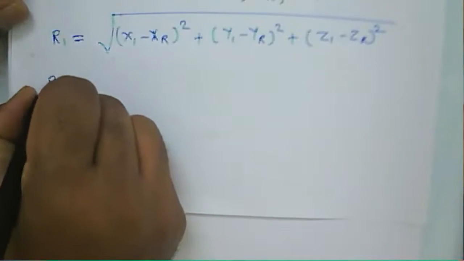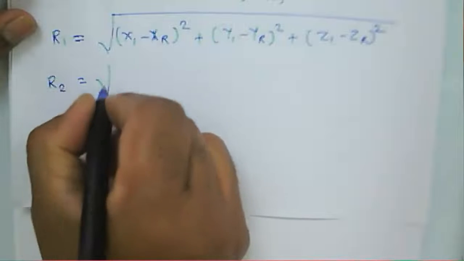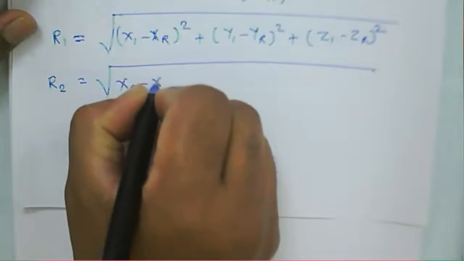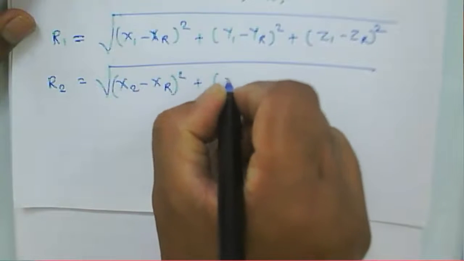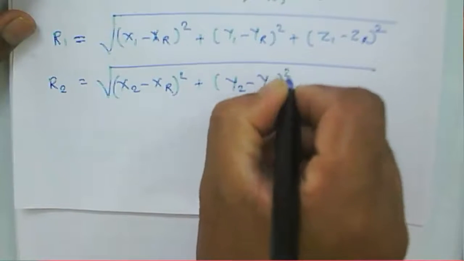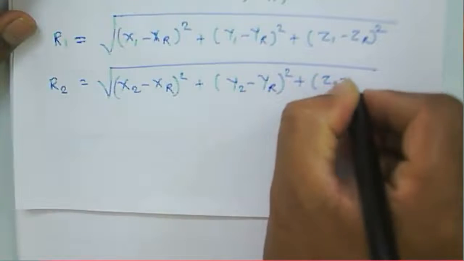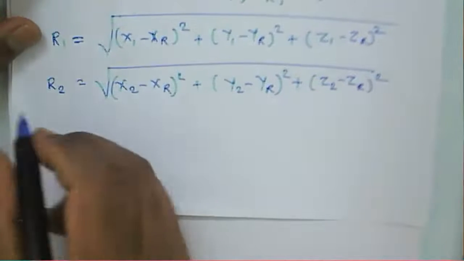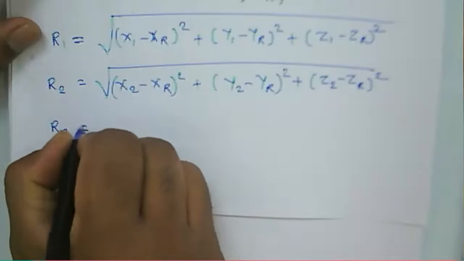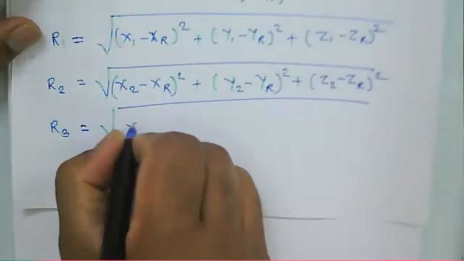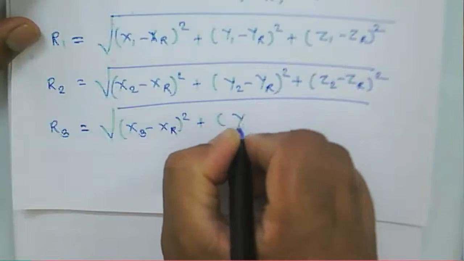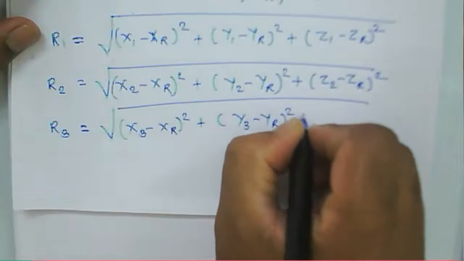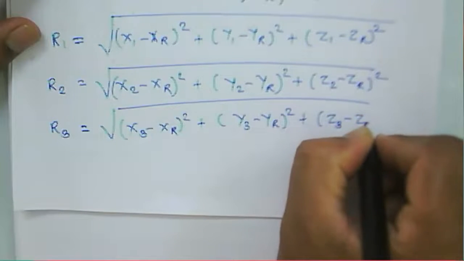Similarly, we can find R2, which is the square root of (X2 minus XR) squared plus (Y2 minus YR) squared plus (Z2 minus ZR) squared. Then R3 is the square root of (X3 minus XR) squared plus (Y3 minus YR) squared plus (Z3 minus ZR) squared.